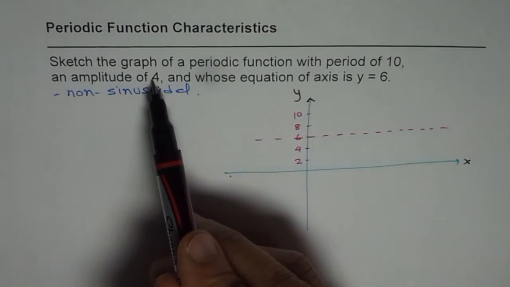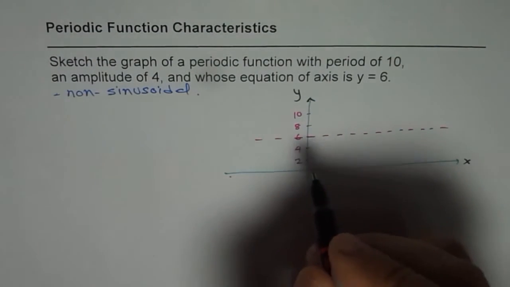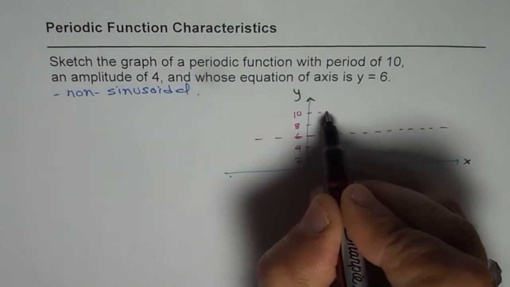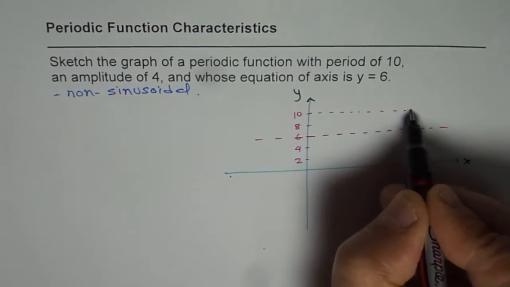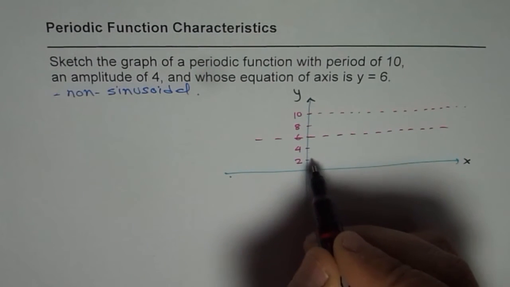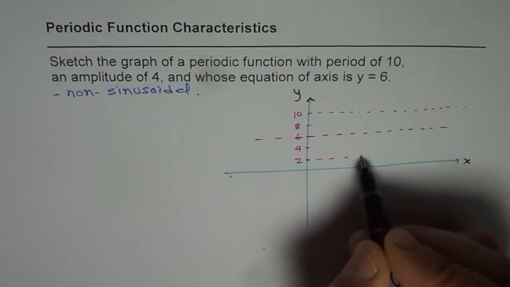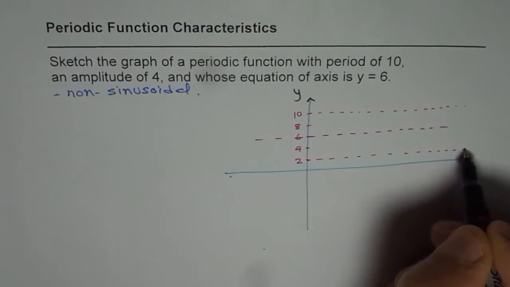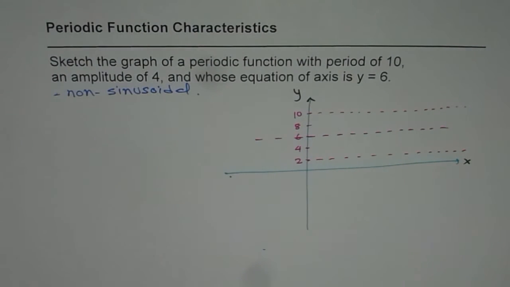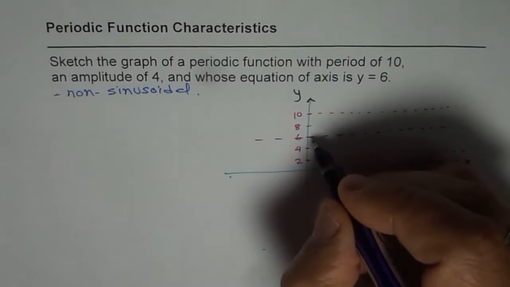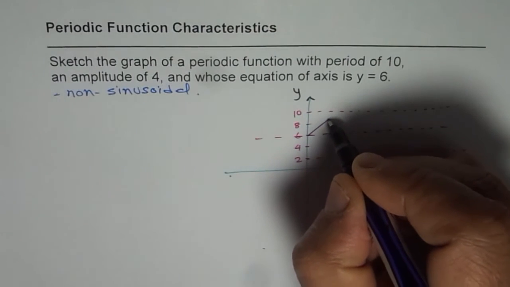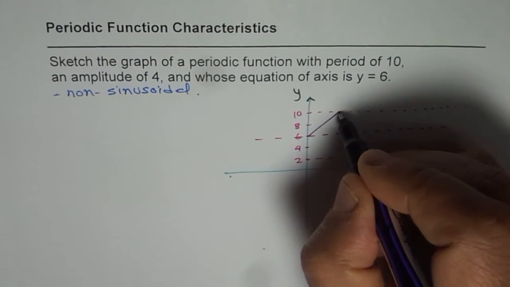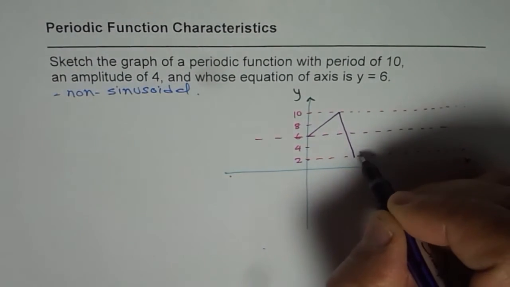Whose amplitude is 4. That means for the periodic function it will go maximum 4 up from the axis, right? And it will go maximum 4 down also, right? So 2 and 2, 4. So maximum 2 down. A periodic function is one which repeats, right? So what we can do here is we can just draw a wave. It may not be a sine wave.